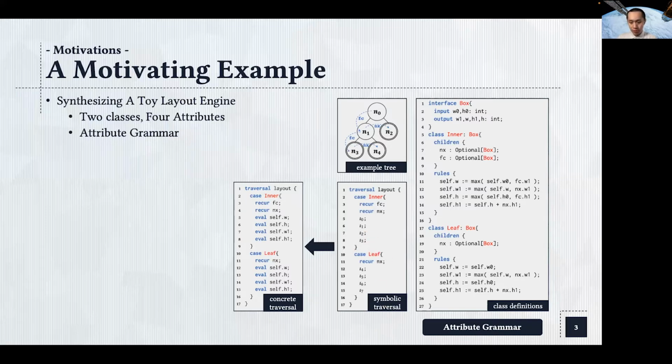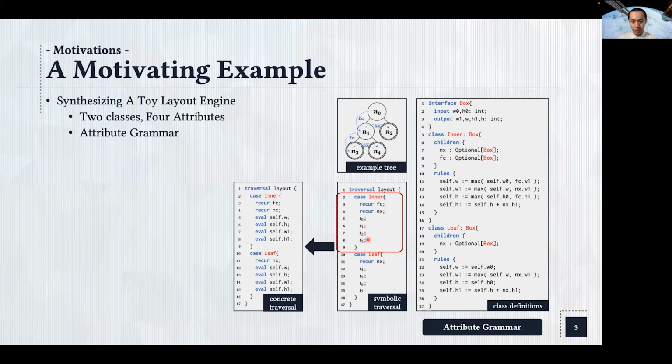The symbolic traversal here defines the behavior for the traversal when visiting different types of nodes. For example, the case block defines the behavior when visiting an inner node. Specifically, the recur language construct will invoke a visit to the target node. Here we first visit the first child of the current node, then we visit the next sibling node. Finally, in line 5 to line 8, we perform detailed operations for the current node.